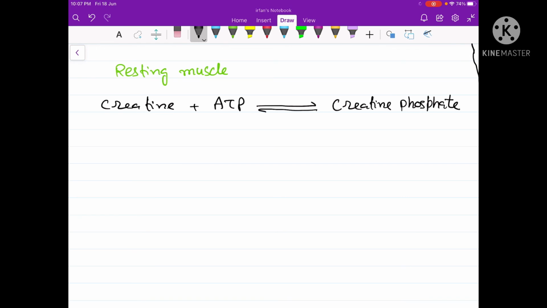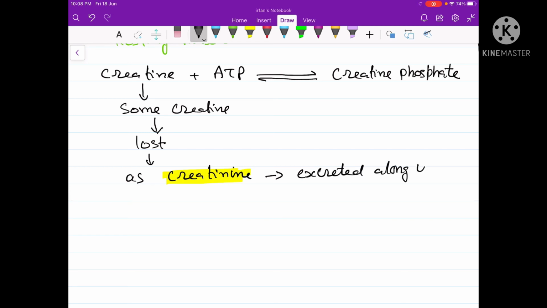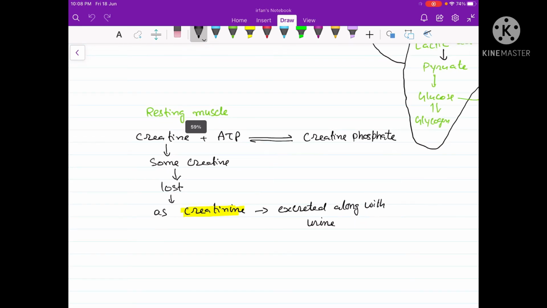Now, it should be remembered that not all of the creatine is converted back into creatine phosphate. Some of the creatine gets converted into its anhydride and is lost as creatinine. So, creatinine is actually an anhydride of creatine. The same is excreted along with the urine. So, we pass out this creatinine along with our urine. This is actually an excretory waste, but most of the creatine is converted into creatine phosphate, which is an energy source for muscle contraction.